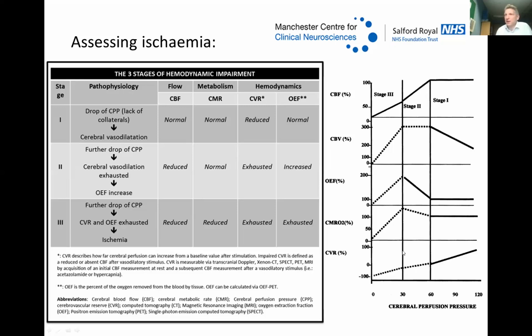If you reduce further, then your activity further reduces, your oxygen extraction fraction increases to maintain your metabolism, but your blood volume and blood flow are starting to reduce, but you're not yet ischemic, and this is considered misery perfusion. Whereas when you go into stage 3, you've further reduced your perfusion pressure.